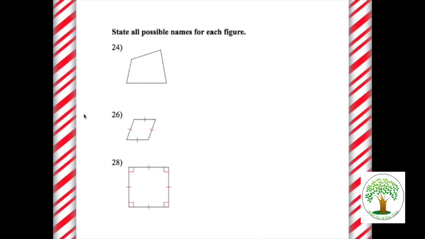There we go. Now we're going to do some more. Turn the page. I think it's the next page over. 24, 26, and 28. It now wants us to list all the possible names for this figure. All possible. What kind of shape is that? It's a quadrilateral. I agree with that. What else? Is it a parallelogram? No. So if it's not a parallelogram, can we even go down your page? Can we call it a rhombus or a rectangle or a square? No. So if it's not a parallelogram, we can stop.